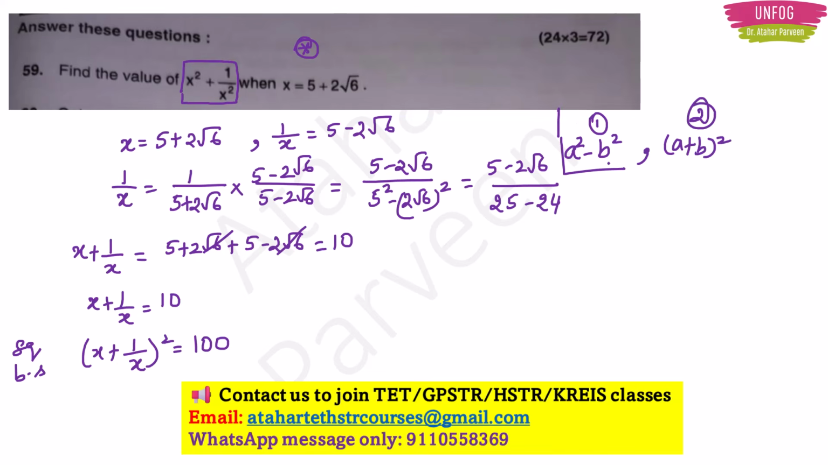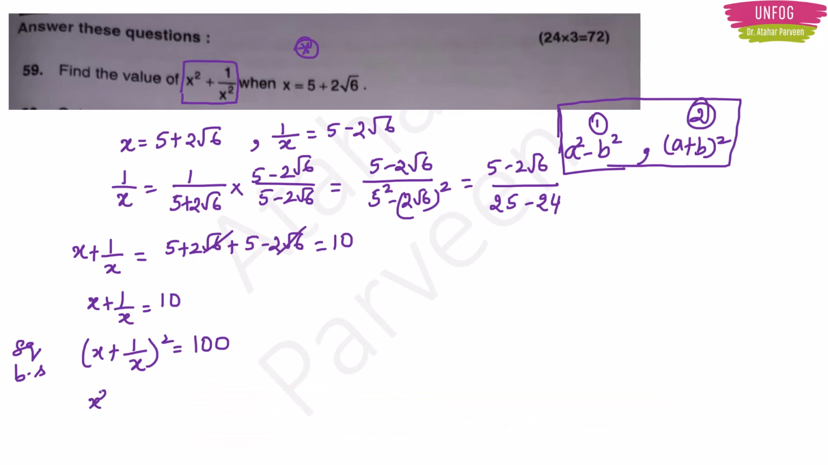So you are going to use two identities here along with the rationalization process, right? So I will have x square. See, what is (a plus b) whole square? a square plus b square plus 2ab. So here again, (1 plus x) square plus 2 into x into 1 by x is equal to 100.